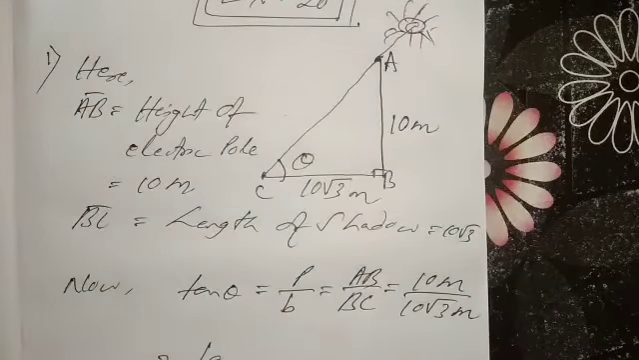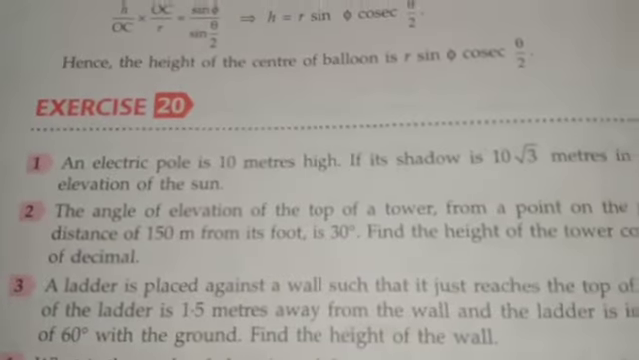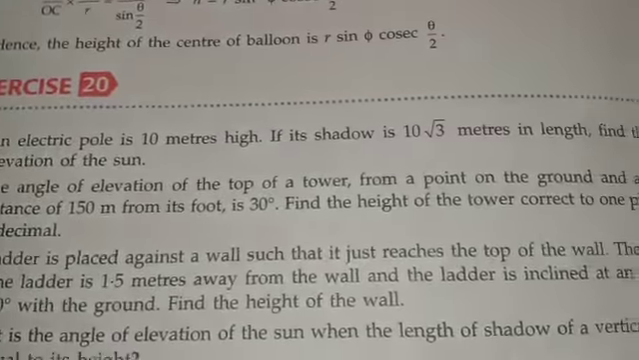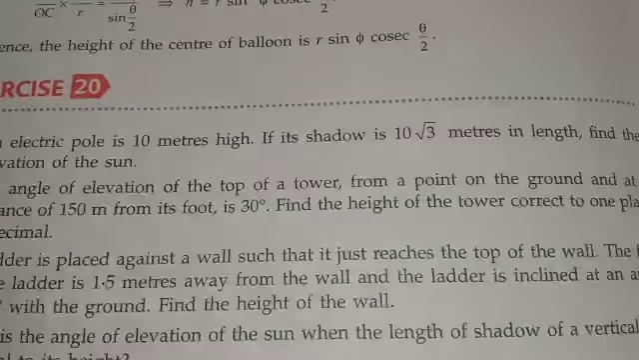Let us go to question number 2, Exercise 20. The angle of elevation of the top of a tower from a point on the ground and at a distance of 150 meter from its foot is 30 degree. Find the height of the tower correct to 1 place of decimal.